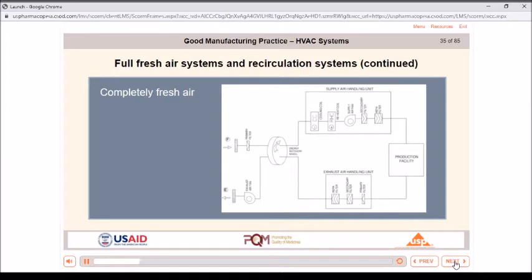Full fresh air systems and recirculation systems continued. Completely fresh air. The diagram shows a completely fresh air system.